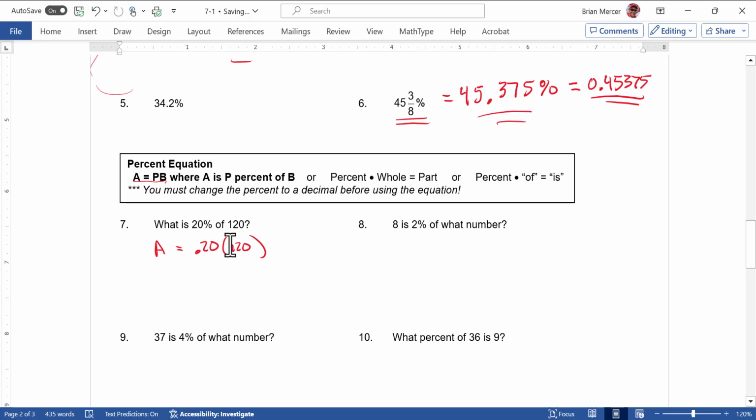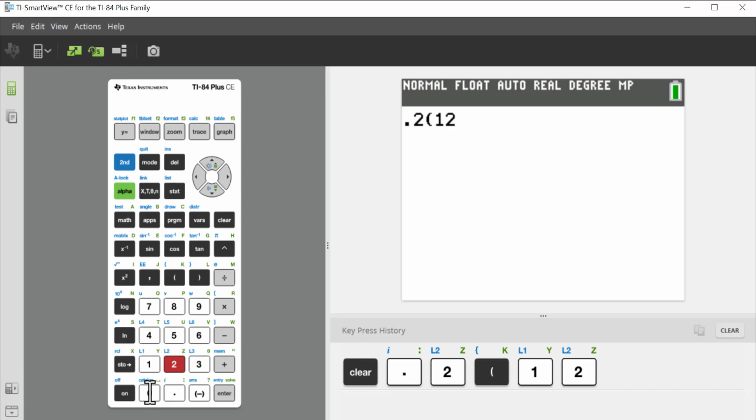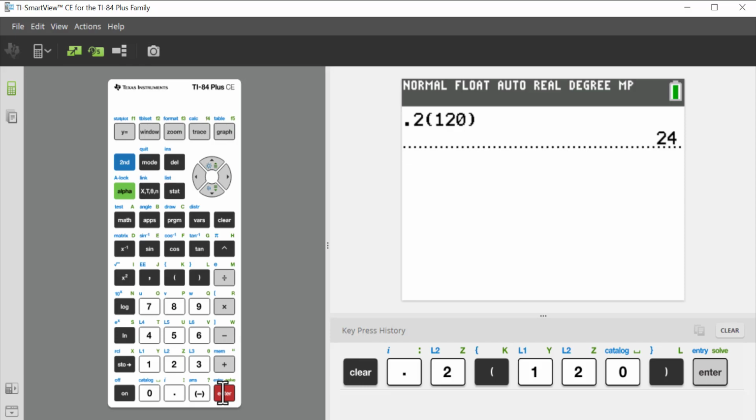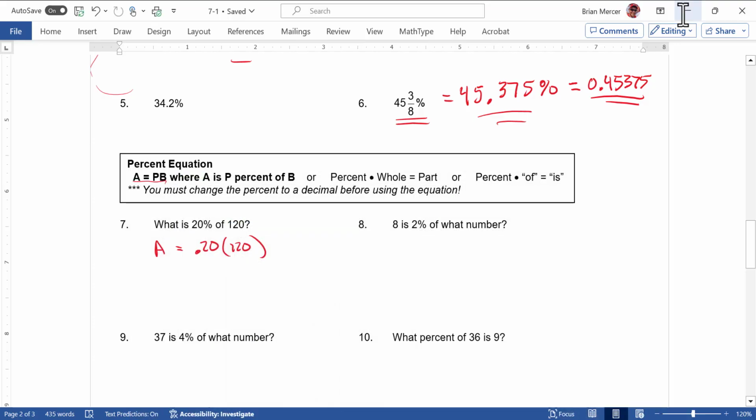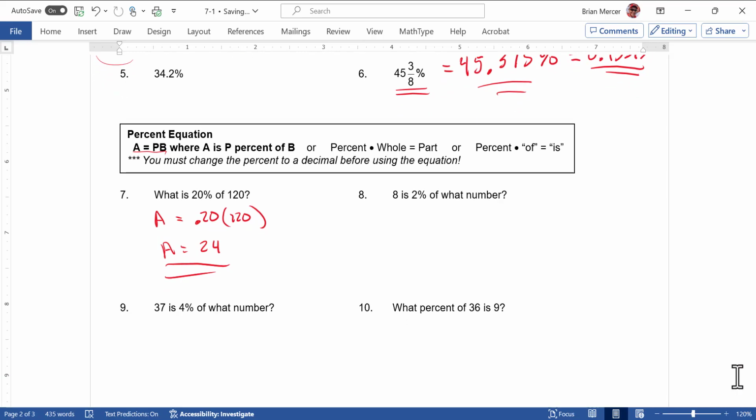So that, we just pull out our calculator and take 0.20, and I don't have to write the 0 because 0.2 and 0.20 are the same, times 120. So 20% of 120 is 24. So A, in this case, is 24. So when you say what number is 20% of 120, the answer is 24. Similar questions, you can do any of those using that same process.